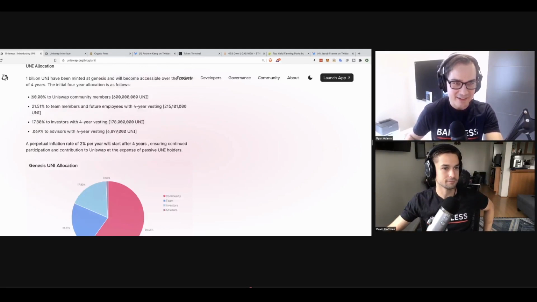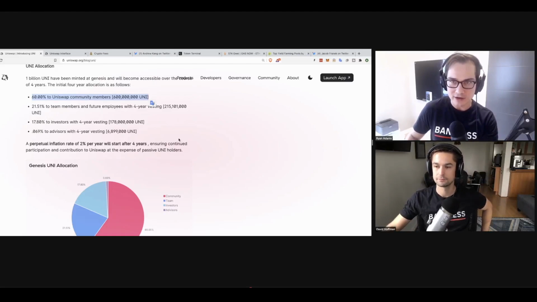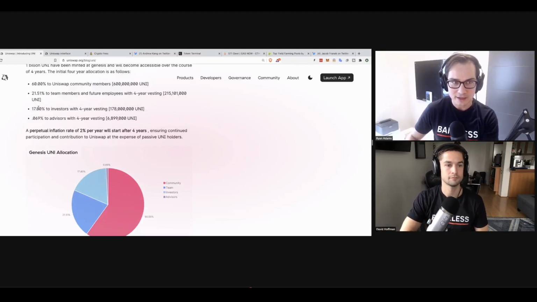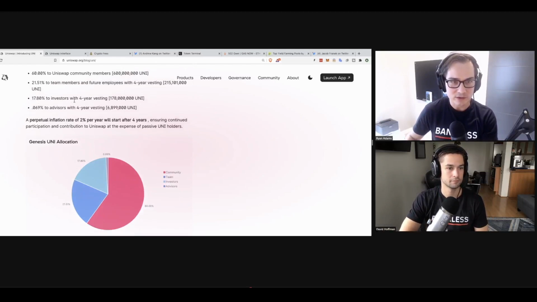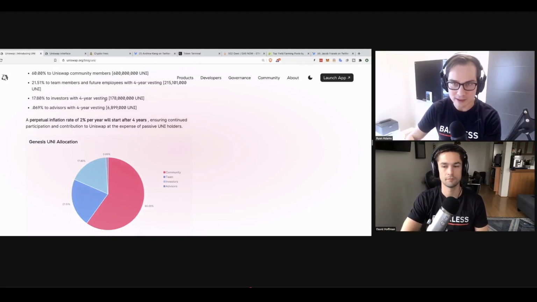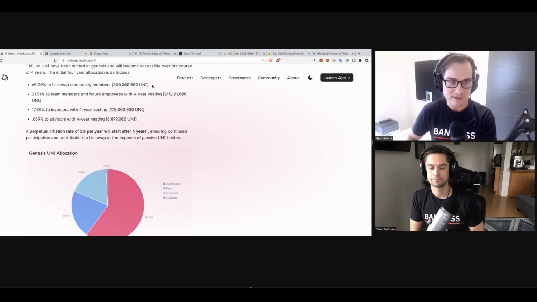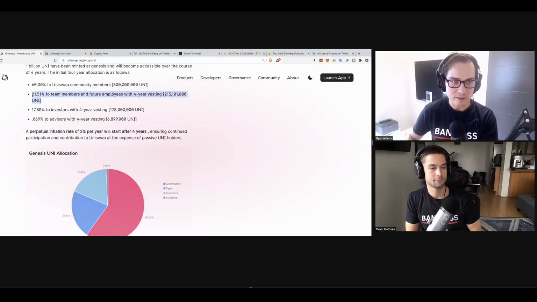This is the allocation. So first, we've got 60% going to Uniswap community members. That's primarily the liquidity providers and users of the Uniswap platforms. We'll talk about that. And then we've got 21% to team members and future employees, right? We've got 17% to investors. And there was a recent round like 2 months ago. Some accredited investors, VC firms, got in.